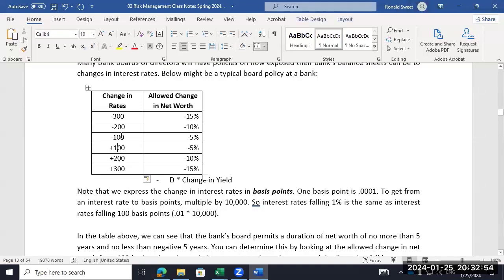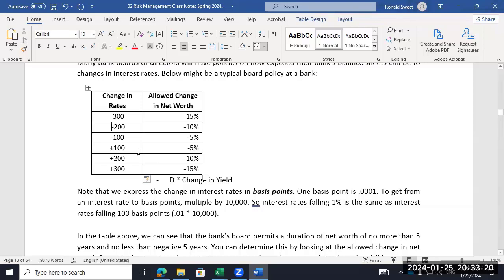You might want to say, hey, what if interest rates fall 200 basis points? We have a duration of 4 years, so minus 4 times minus 0.02, you would make 8%, right? If rates fall 200 basis points. So do banks have positive duration net worth right now?